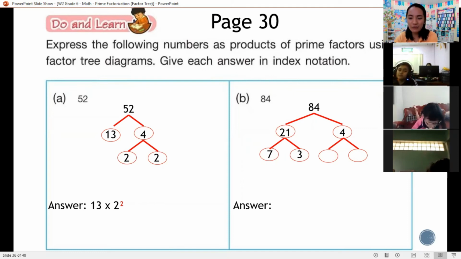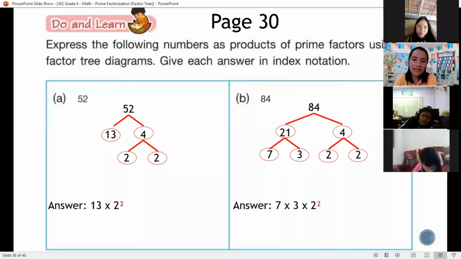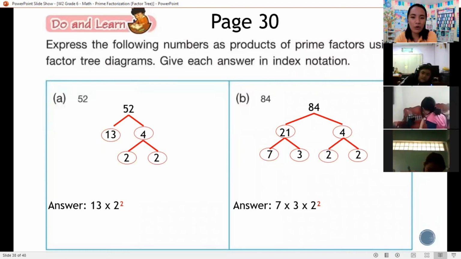Okay, next will be 4. What are the factors of 4? I need the prime numbers. 2. Very good. So we'll be putting 2 and 2. The answer will become 7 times 3 times 2 to the power of 2.